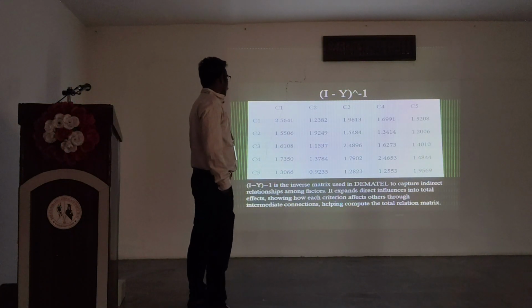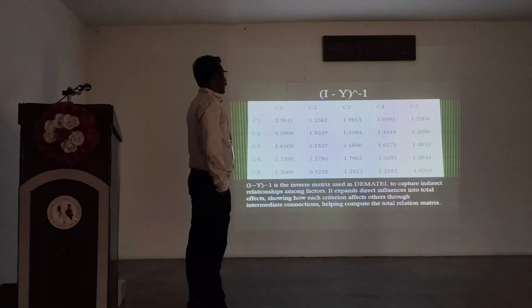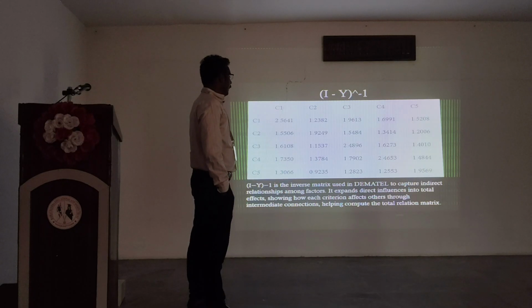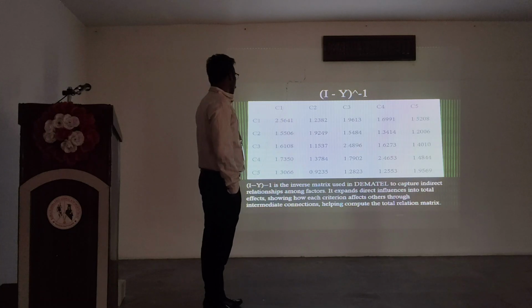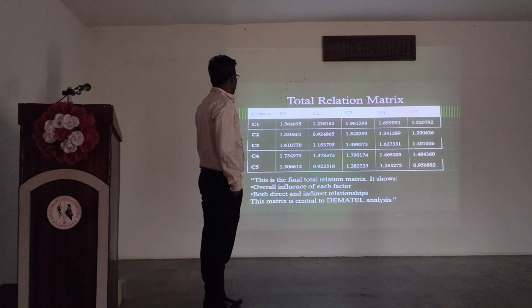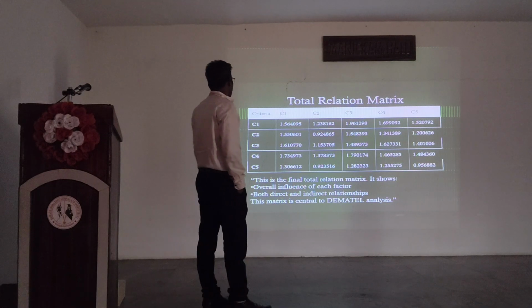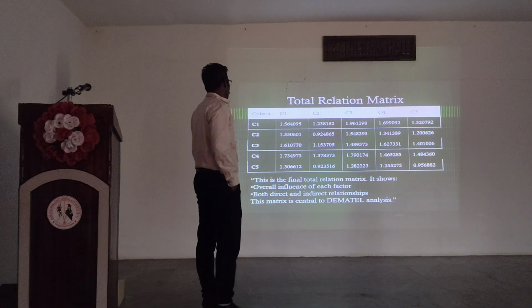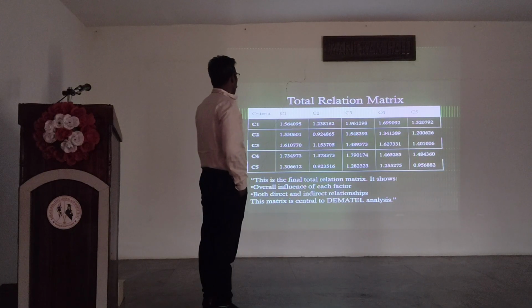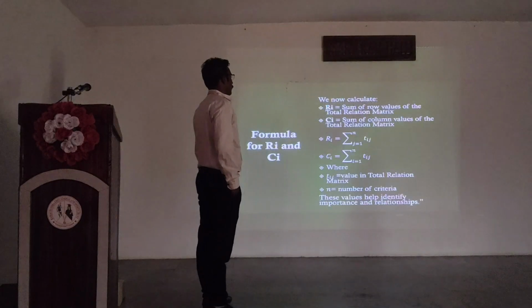The inverse of I minus Y is the inversion matrix used in DEMATEL to capture indirect relationships among factors. It expands direct influence into total effect, showing how each criterion affects others through interrelated connections, helping compute the total relation matrix. This is the total relation matrix. It shows overall influences of each factor, both direct and indirect relationships. This matrix is central to DEMATEL analysis.